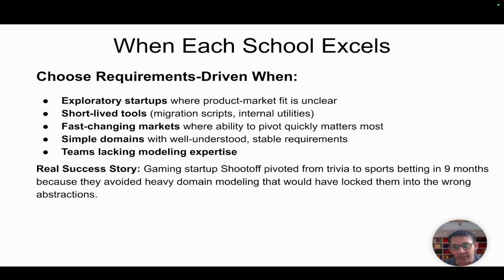And choose it when you have teams that lack modeling expertise. Forcing domain modeling with inexperienced teams often leads to bad abstractions that are worse than no abstractions. A gaming startup called Shoot Off pivoted from trivia games to sports betting in just 9 months because they avoided heavy domain modeling that could have locked them into the wrong abstractions. Their requirements driven approach let them change direction quickly when they discovered where the real market opportunity was.